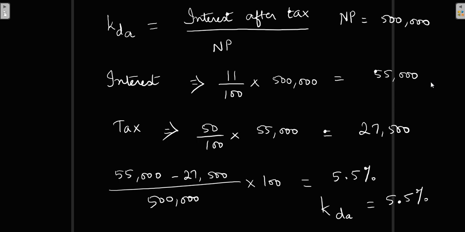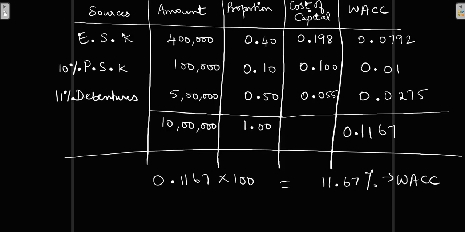Now that we have found the cost of capital for all the three sources of funds, we can proceed to calculate the weighted average cost of capital. The first column is the names of the sources of funds, then the amount of capital invested, then proportion. We find the proportion by adding up all the sources and dividing each source by the sum: 4 lakh divided by 10 lakhs will give you 0.40. 1 lakh divided by 10 lakhs will give you 0.10. 5 lakhs divided by 10 lakhs will give you 0.50.